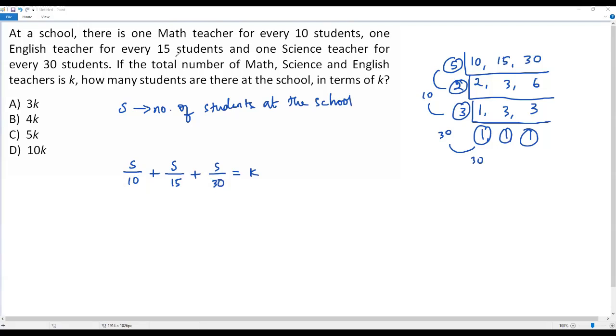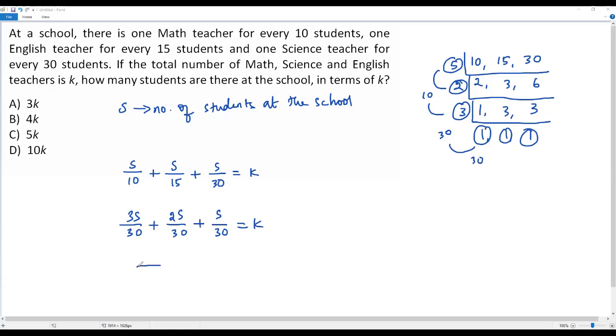So we have to make each denominator 30. For that, I have to multiply the numerator and denominator of the first fraction by 3. Then I'm getting 3s over 30. I have to multiply the numerator and denominator of the second fraction by 2. Then I'm getting 2s over 30. Now we can keep the third fraction as it is, because already we have 30 as the denominator, equals k. Okay, now we have the common denominator 30.